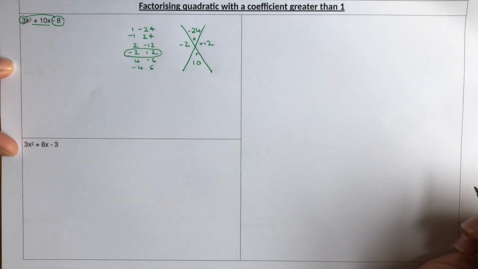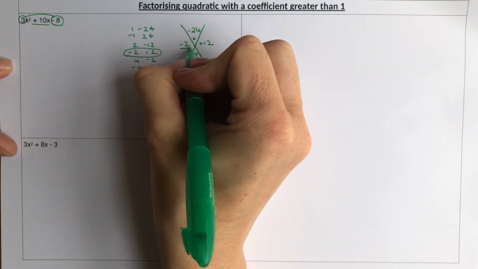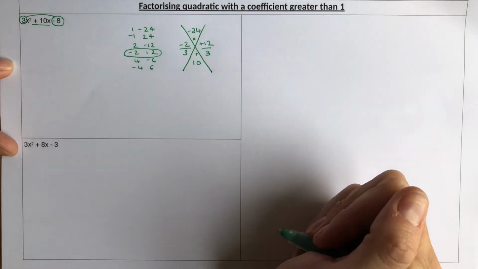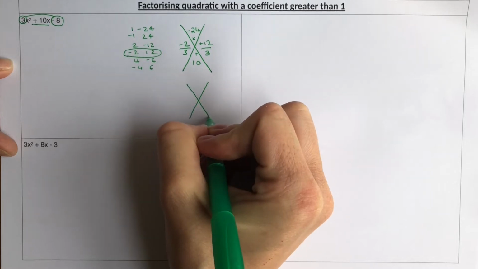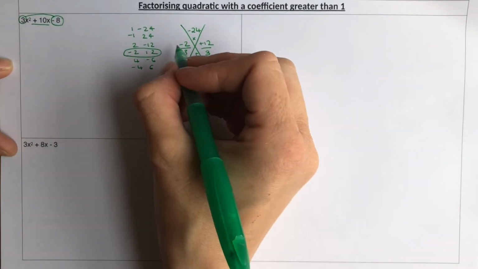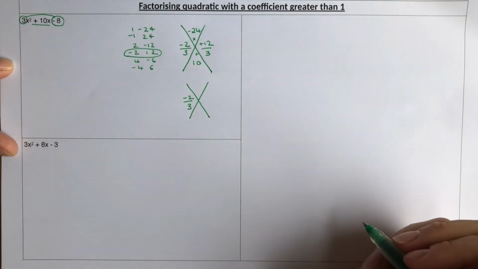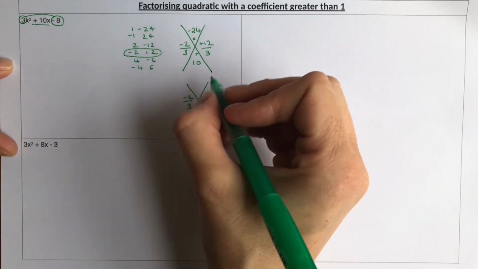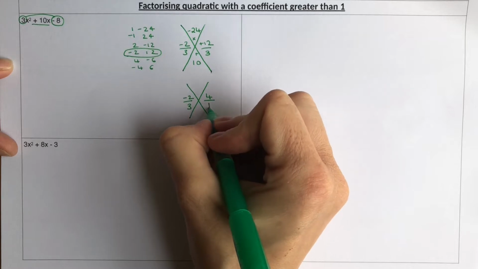Okay, our next step then is to divide by the coefficient. So our coefficient is 3, so we divide both of these by 3. The next thing we need to do is just simplify those fractions. Leave them as fractions though, but simplify them. So you can't simplify that, so it stays as -2 over 3. Now 3 goes into 12 and 3, so we can simplify this. 3 goes into 12 4 times and into 3 once.